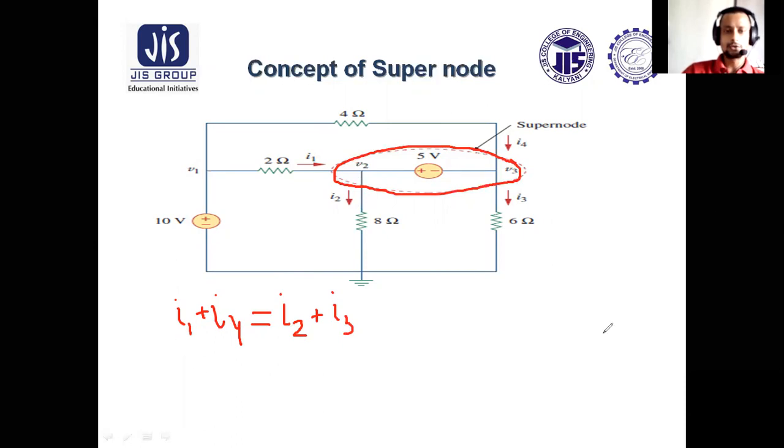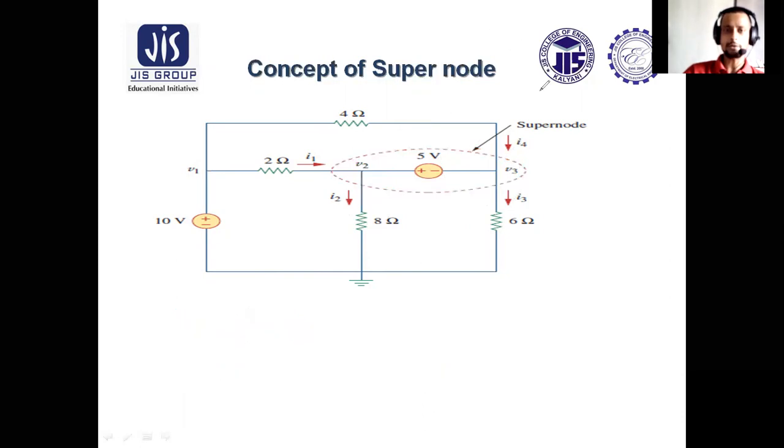Okay, so this is the concept of supernode. If there are two nodes and in between those two nodes a voltage source is connected without any resistance, in that case we need to consider these two nodes as a single node, and we can apply KCL at that supernode accordingly, like this. This is the concept of supernode.